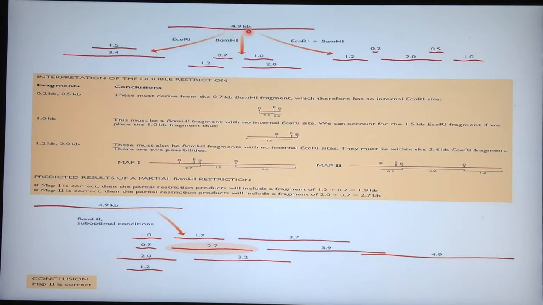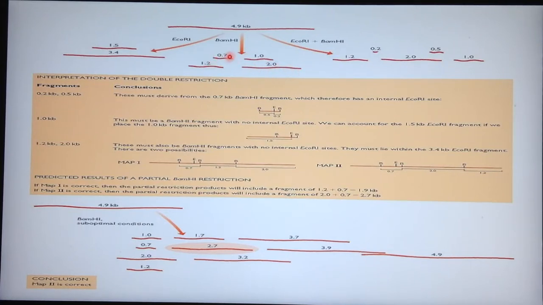So here we can see this is a 4.9 kb fragment which is digested with EcoR1. EcoR1 digestion gives 1.5 and 3.4 kb fragments. BamH1 gives 0.7, 1, 1.2 and 2 kb fragments. And when we are using both the enzymes collectively, it is giving a 1.2 kb sequence. So this 1.2 is present here, showing that this doesn't have any EcoR1 site in between. But here we see this is a 2 kb fragment, showing that this also doesn't have any EcoR1 site in between, and it is only cleaved by BamH1.